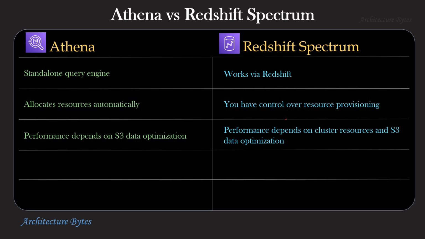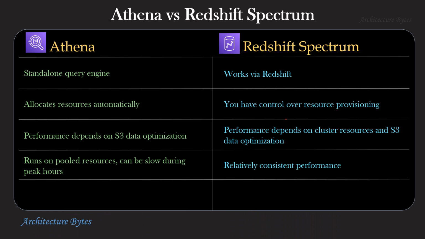Athena's performance mainly depends on S3 data optimization, while performance of Redshift Spectrum depends on cluster resources and S3 data optimization. Since Athena runs on pooled resources, it can be potentially slow during peak hours, while Redshift Spectrum can provide relatively consistent performance. Athena is suitable for interactive querying, while Redshift Spectrum can be deployed for large complex queries.